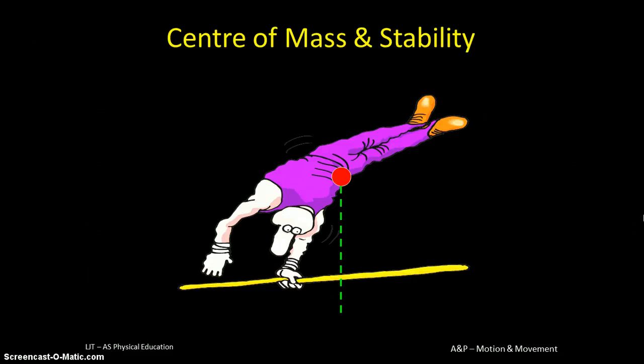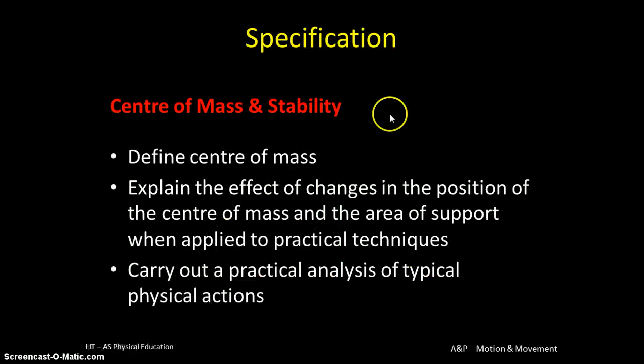The third and final biomechanics video looks at the centre of mass and stability. Again, both very important in terms of many of our sports skills and activities. So the specification needs you to be able to define centre of mass and look at the changes in centre of mass based on the position that you're holding and the area of support. Give some practical examples, obviously, in any exam question.